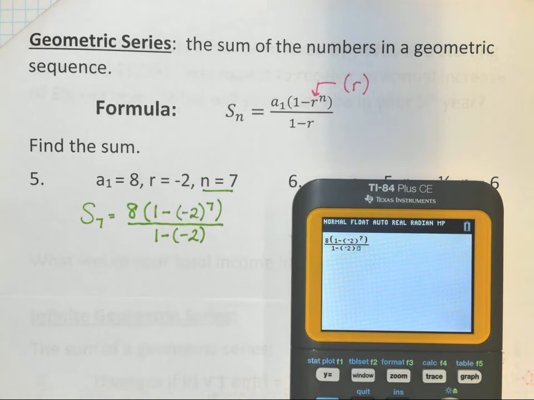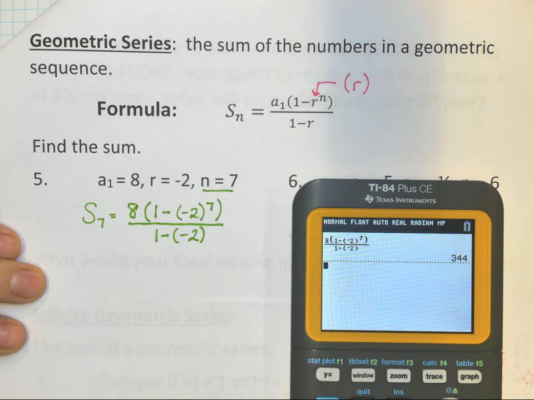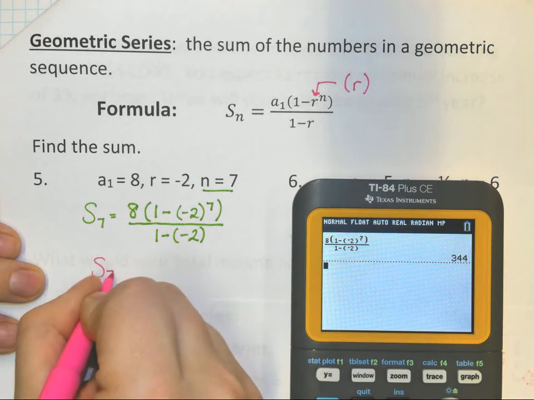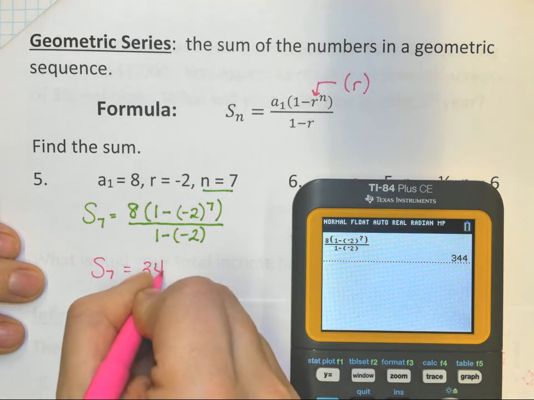I cannot tell you how often I see sign mistakes with this. It occurs so often. So we get that the sum is simply 344.